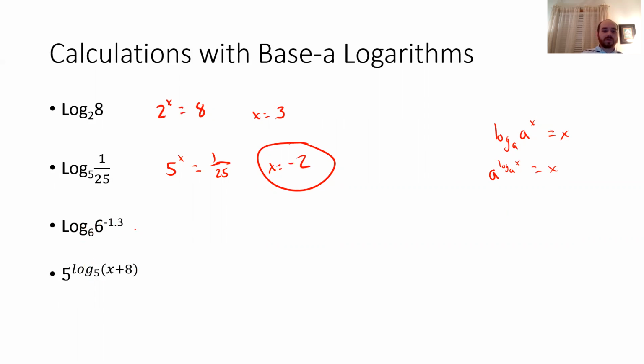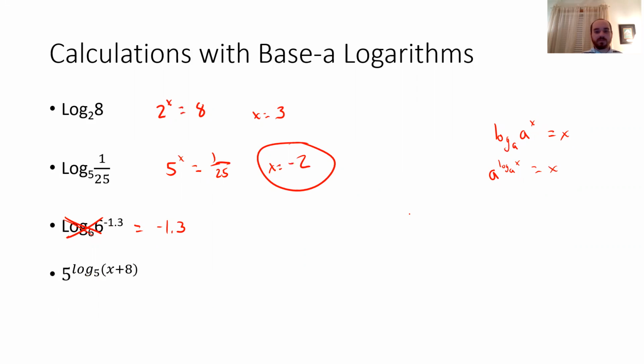And so we already know the answer to this is just going to be negative 1.3, right? This stuff, again, basically just cancels itself out. You have a log base 6 of 6, log base a of a. So whatever the power is, that's the part that we're going to keep on this side. And in this case, that's the negative 1.3.